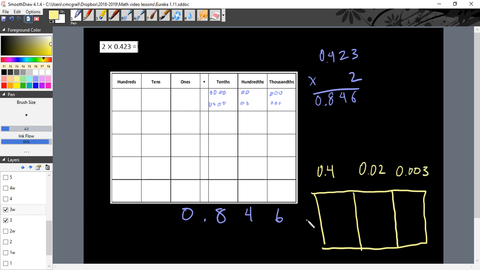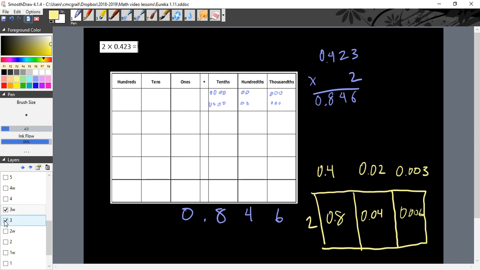And we're multiplying that by 2. So I know that I'm going to have 8/10ths, I'm going to have 4/100ths, and I'm going to have 6/1000ths. And so that is another way of showing my answer of 8/10ths, 4/100ths, and 6/1000ths.